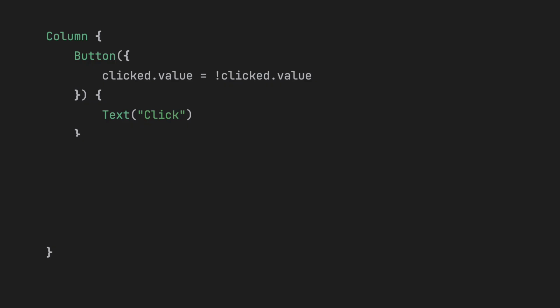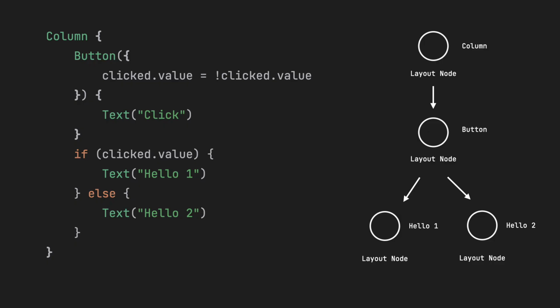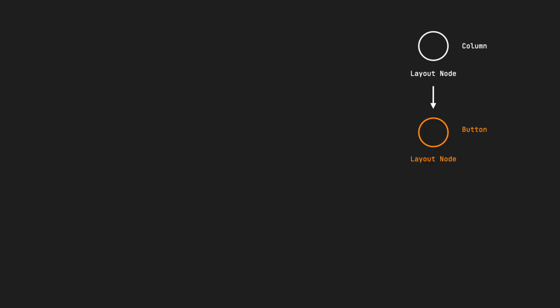So let's look at another example where you have a column with a button. And this is what the Compose UI tree would look like. You have a column with a button, and then there are two different branches that it could go into. You could have either on the left a node which displays hello world 1, or on the right a node that displays hello 2, and the way this tree is structured at any given moment is based on this if check. So when you click on that button, it has to mutate the tree.